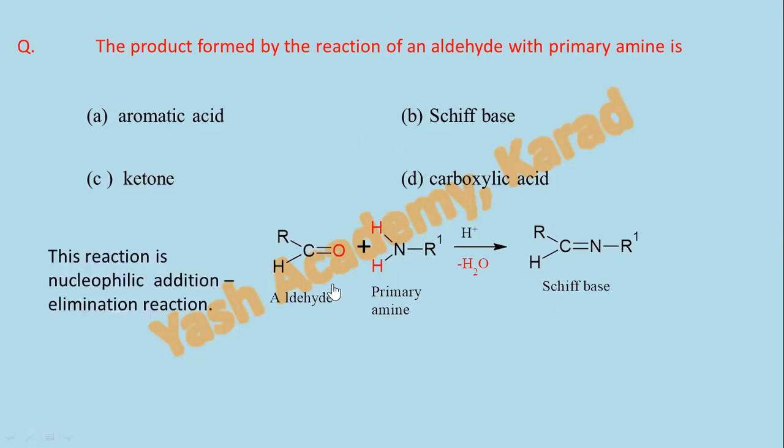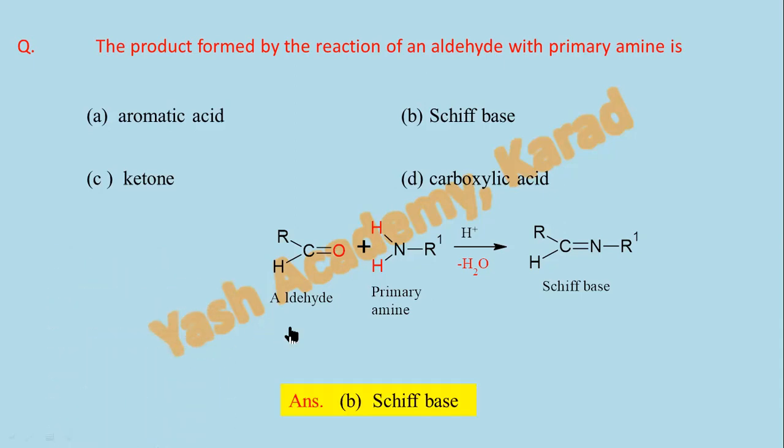This reaction is a nucleophilic addition. This nitrogen gets attached to the carbonyl carbon, which is an electrophilic center, and then there is an elimination of a water molecule. So this is a very special type of reaction called a nucleophilic addition elimination reaction. So the correct option of this question is B, that is the Schiff base.